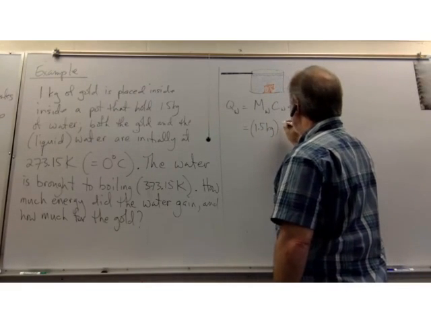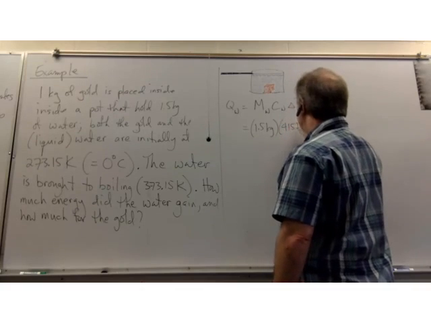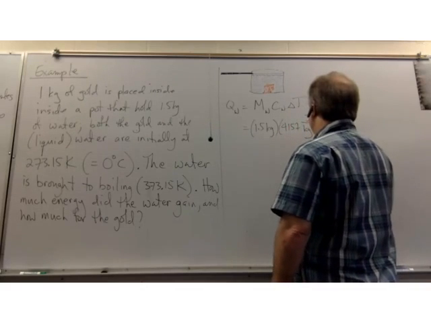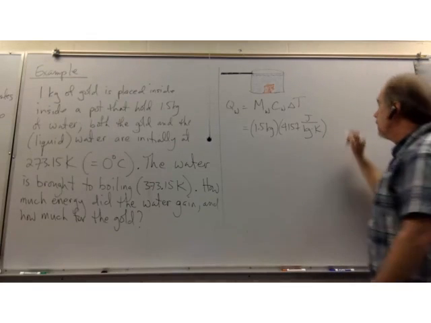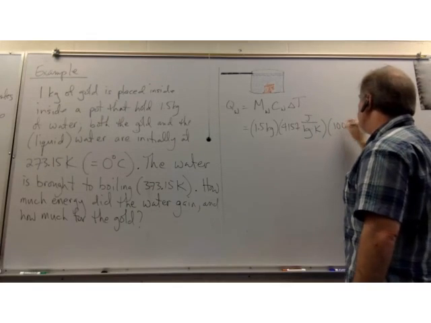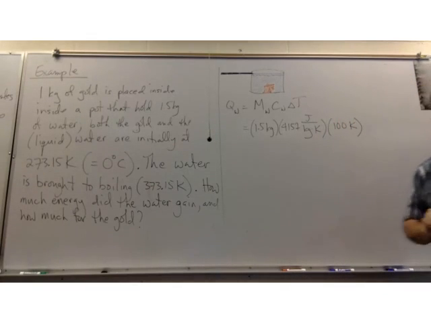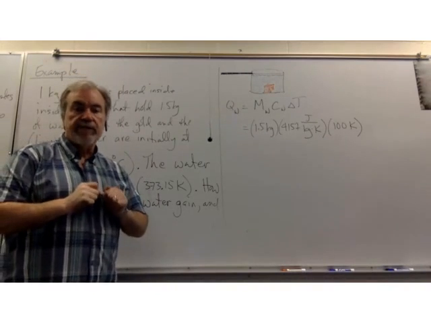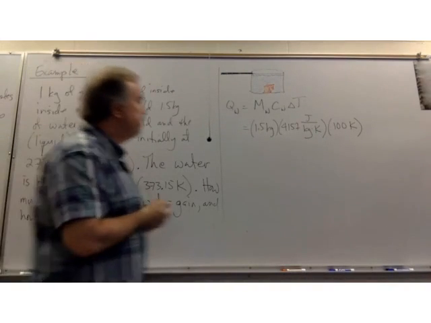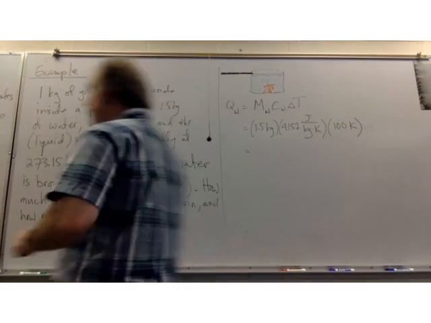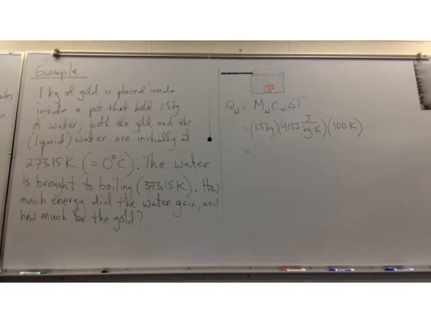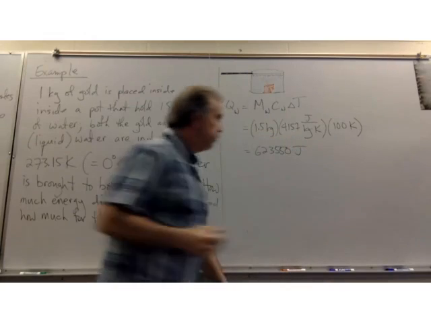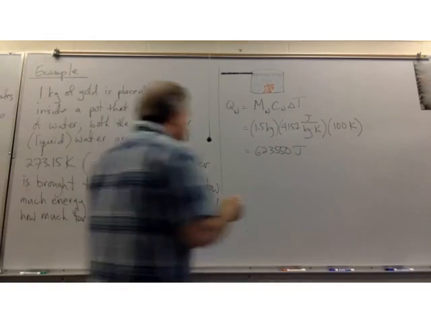The specific heat for water is 4,157 joules per kilogram of water per Kelvin that you want to raise the temperature. And the number of kelvins, I'm sorry, that we want to change the temperature is 100 Kelvin. Okay? This is how much we want the temperature to change. We want to go from 273.15 Kelvin to 373.15 Kelvin. So a change of 100 Kelvin. Okay? And I plug in that number, and I got 623,550 joules.